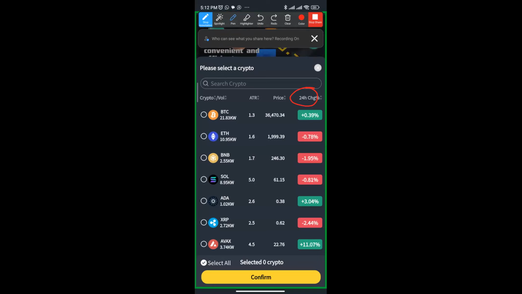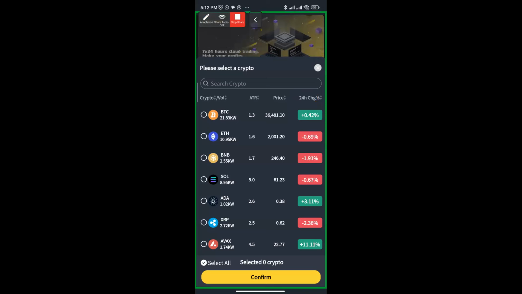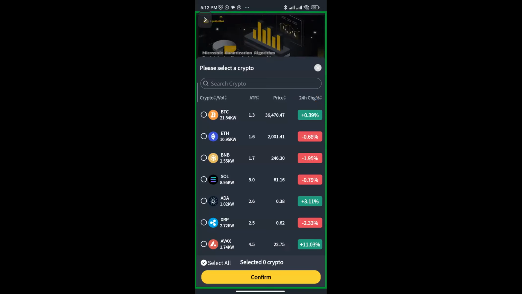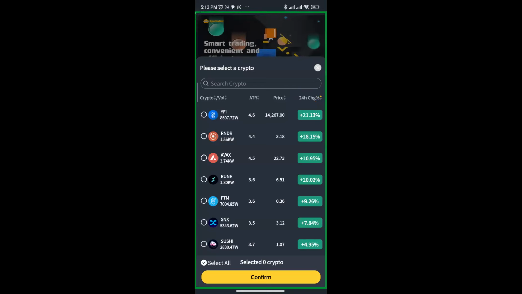Okay, so you use what we call the 24 hours percentage change. That's why the robot provided this here. So what do you do? You come here, you tap on that arrow. Okay, you tap on it. You can see what happened. It will show you from the top to the bottom.